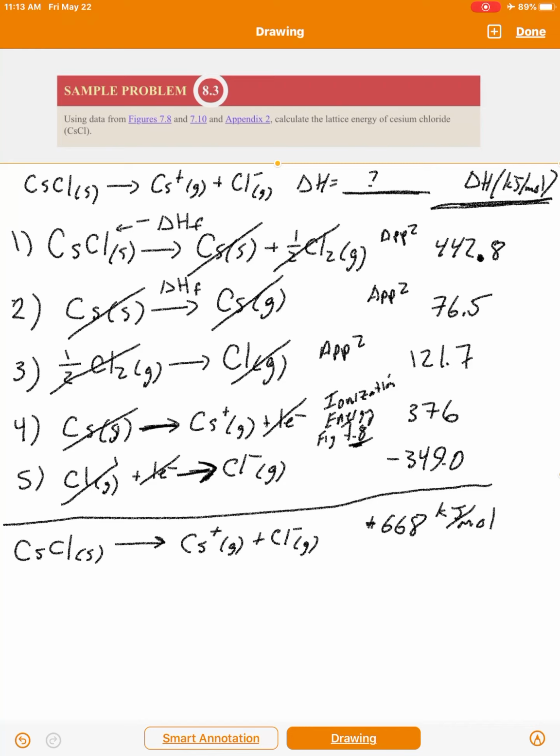And then the last one, that's gaining an electron. When an atom gains an electron to become an ion, that's called electron affinity. And that's in figure 7.10. Okay? So two figures, they're really tables, but they're shown as figures. 7.8 and 7.10 will give you the last two values.